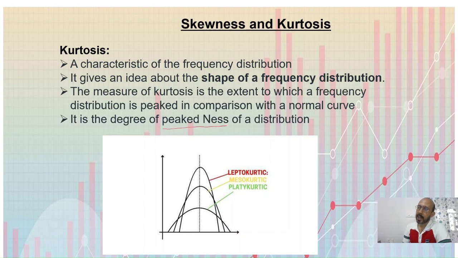The kurtosis types are leptokurtic, mesokurtic and platykurtic. Leptokurtic is a curve having a higher peak than the normal distribution curve. There is too much concentration of items near the central value. You can see this one is leptokurtic, with too much concentration of items near the central value. This is your central value.